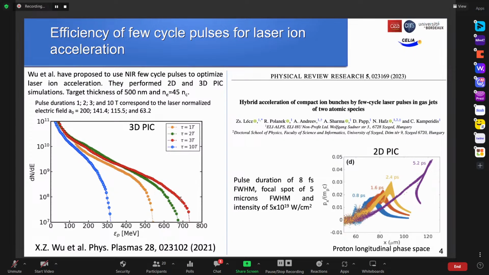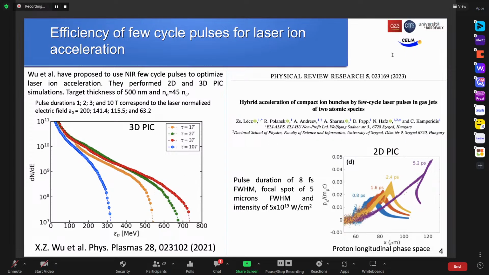And what we can see is that in their simulations, which were for a thin foil, there is an optimum in laser pulse duration, which for this particular set of parameters was 3 laser periods for laser ion acceleration. So there is something to explore when you're trying to optimize laser ion acceleration for a given energy budget, by trying to shorten the pulse to a few cycles.